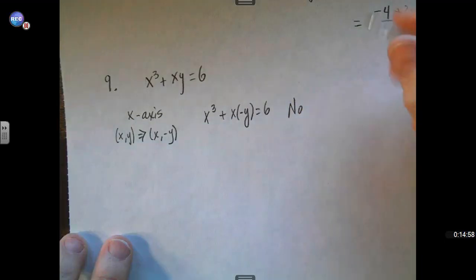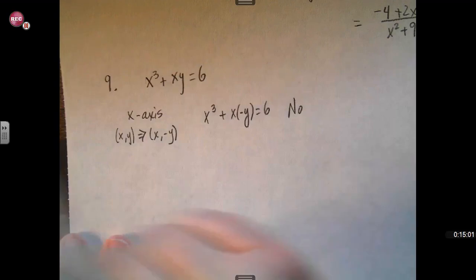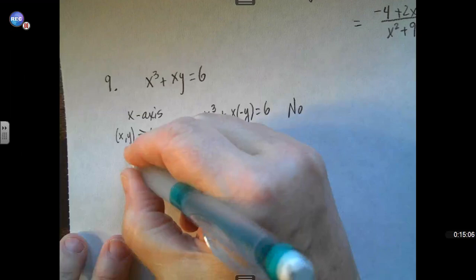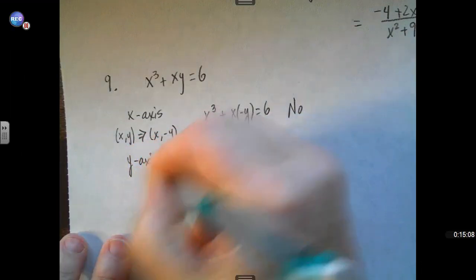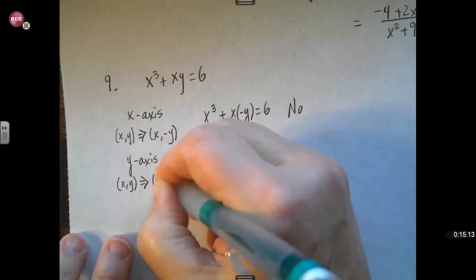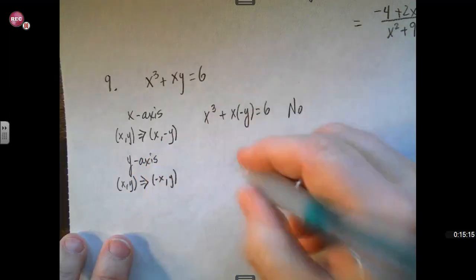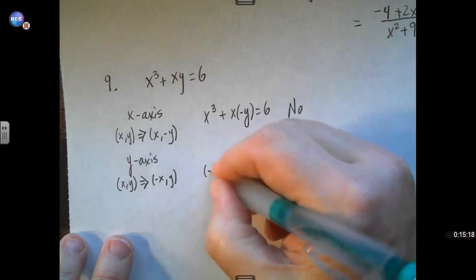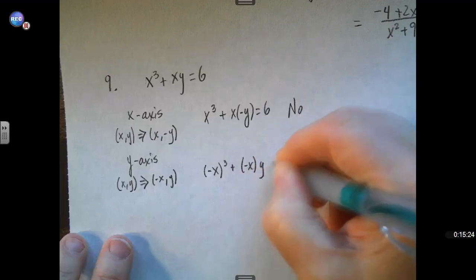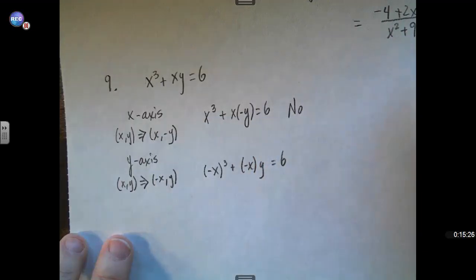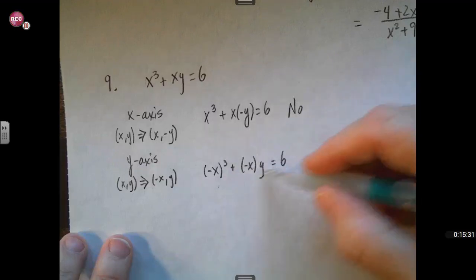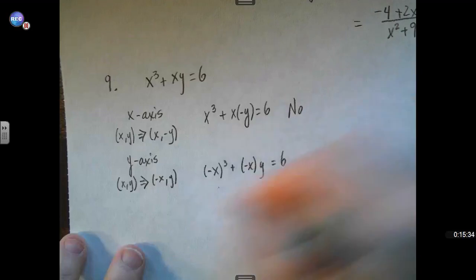So, on the little blank there on the worksheet, I would write no. Or on the test, I would write no. And then we check the y-axis. And to check the y-axis, xy gets mapped into minus x, y. So wherever there's an x, I change it to minus x. And I ask myself, is that exactly the same? And it is not. This would be negative x cubed minus xy equals 6. That's not the same equation.